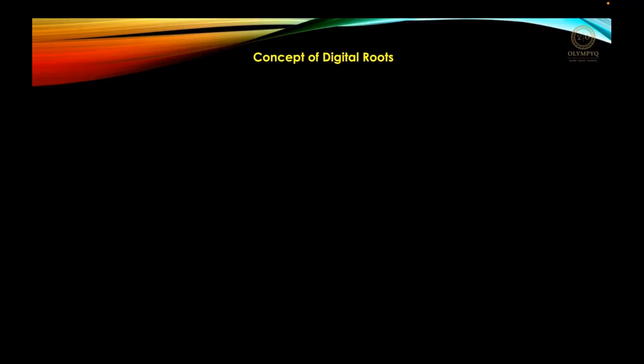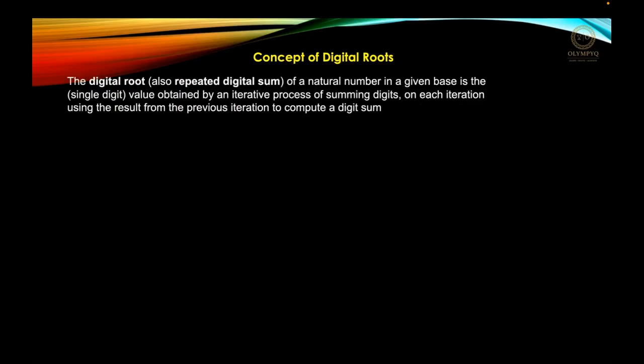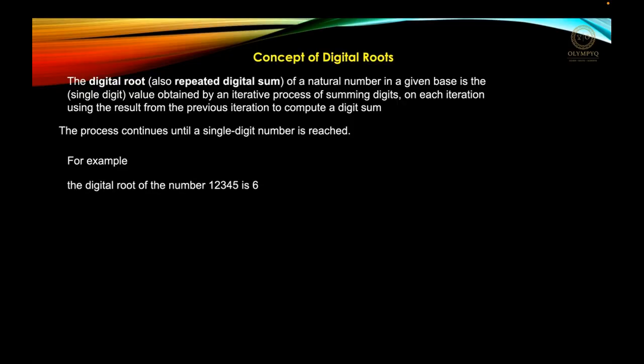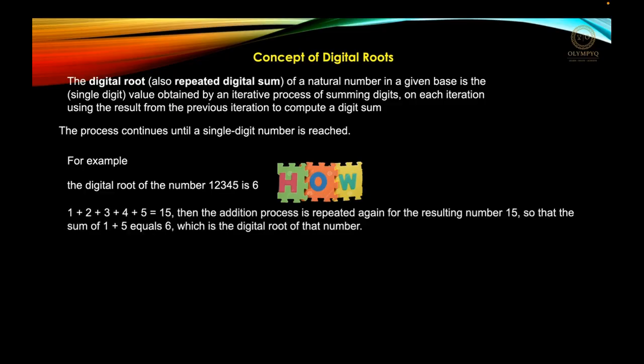Now let's dive into the concept of digital roots, also known as a repeated digital sum. This is a method where we repeatedly sum the digits of a number until we reach a single digit result. For example, the digital root of the number 12345 is 6. But how? To understand this, I need to add up the numbers, that is 1 plus 2 plus 3 plus 4 plus 5, that results in 15. And again summing up the digits, 1 plus 5 gives us 6, and hence 6 will be the digital root of this number.